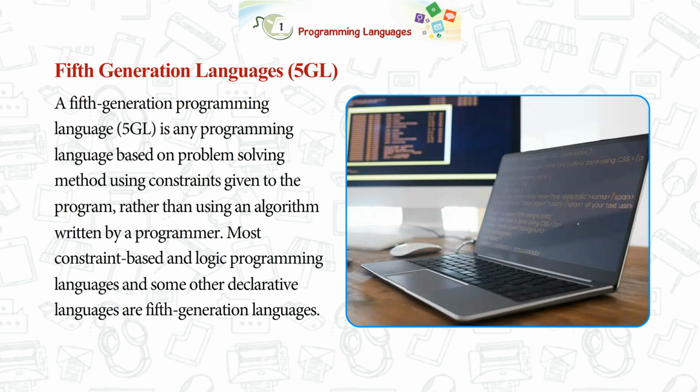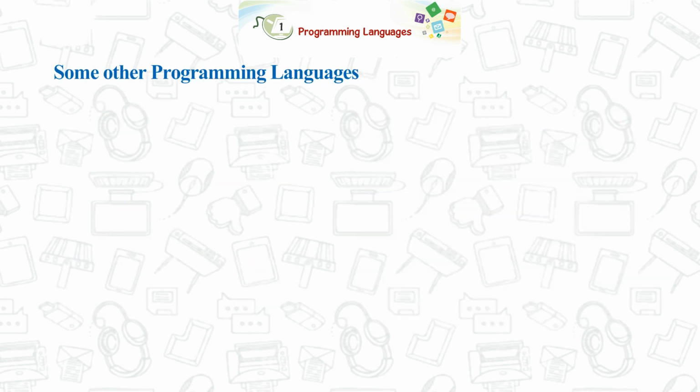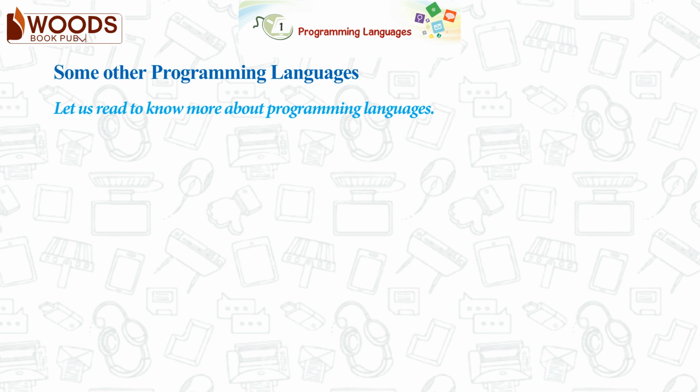Fifth generation languages, 5GL. A fifth generation programming language, 5GL, is any programming language based on problem-solving method using constraints given to the program rather than using an algorithm written by a programmer. Most constraint-based and logic programming languages and some other declarative languages are fifth generation languages. Some other programming languages. Let us read to know more about programming languages.